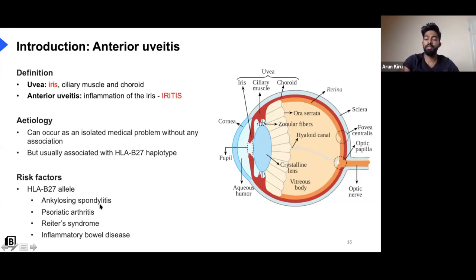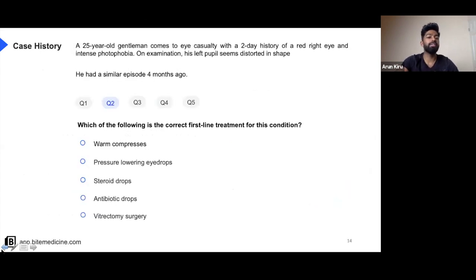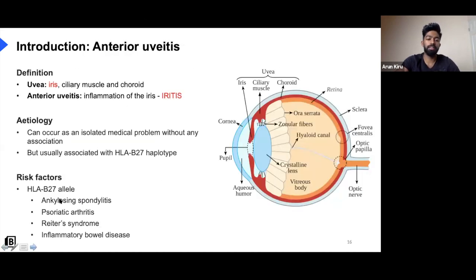Ankylosing spondylitis. What are the features you'd expect in ankylosing spondylitis? What kind of patient, guys, would you think? Can you remember the features of ankylosing spondylitis? Exactly, young male with back pain that gets better on exercise and worse with rest. So that's what I was trying to get at here. Think of the age, a young man in his 20s, very common for ankylosing spondylitis.